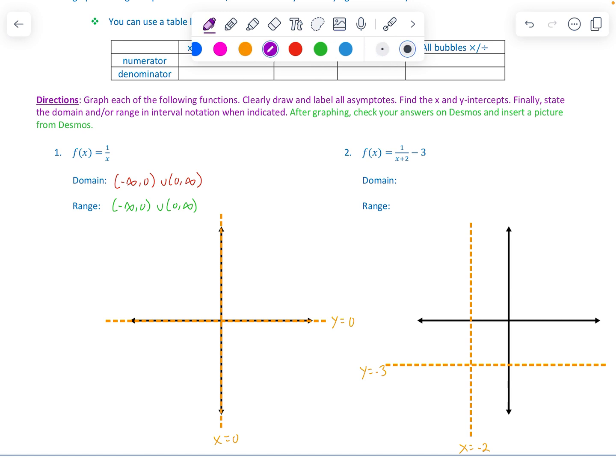looks the way it does. So we have a vertical asymptote at x equals 0 and a horizontal asymptote at y equals 0. And the graph looks like this.